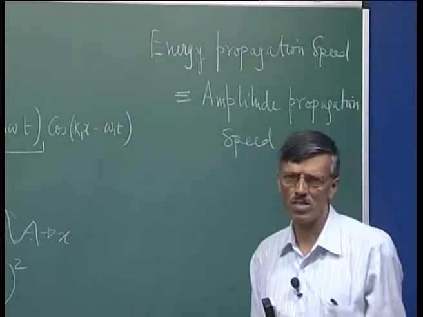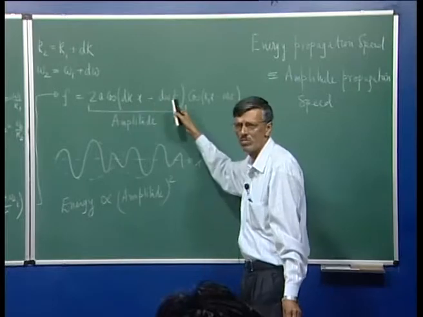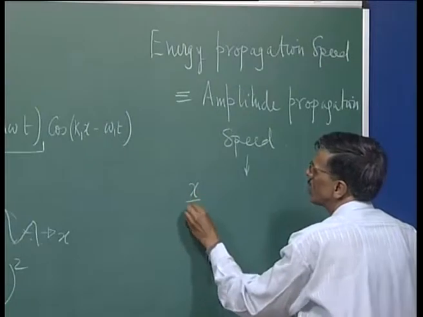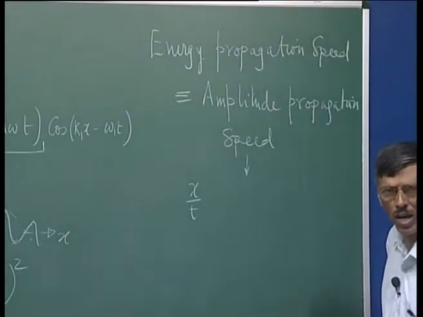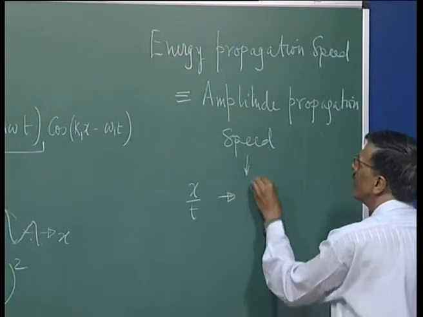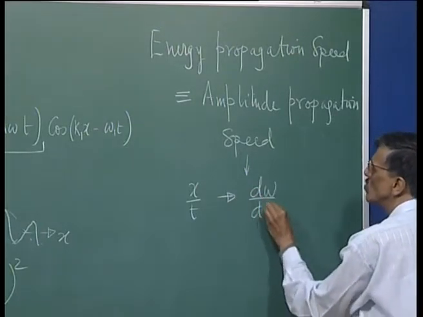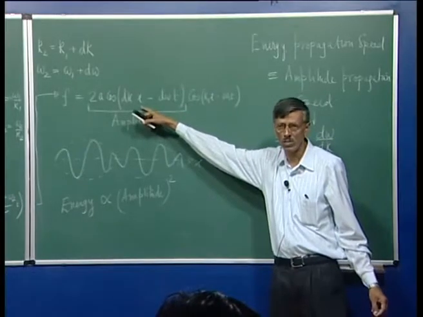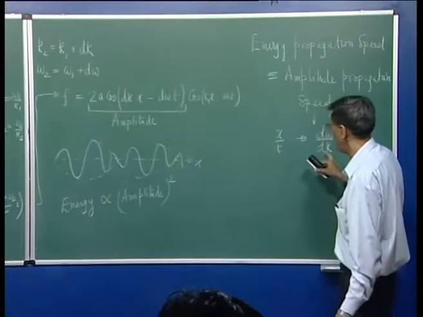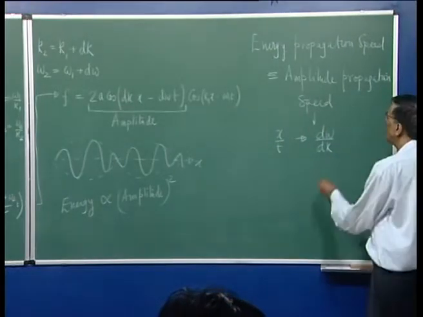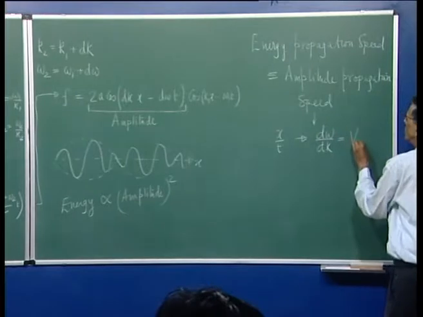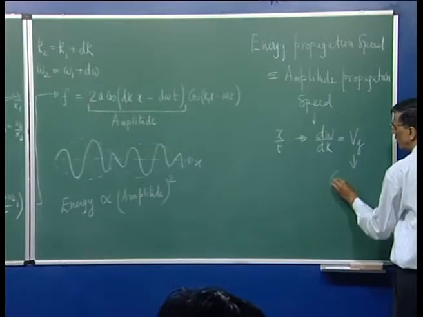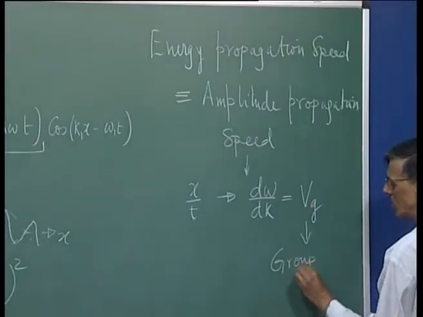And what is the amplitude propagation speed? You can see the way it is. So, this is going to be the speed at which the x by t line moves. And what is that? That is what I can see, that constant phase of this amplitude would give me this, right? So, this quantity is given a name which we will call Vg, and this is what is called the group velocity.